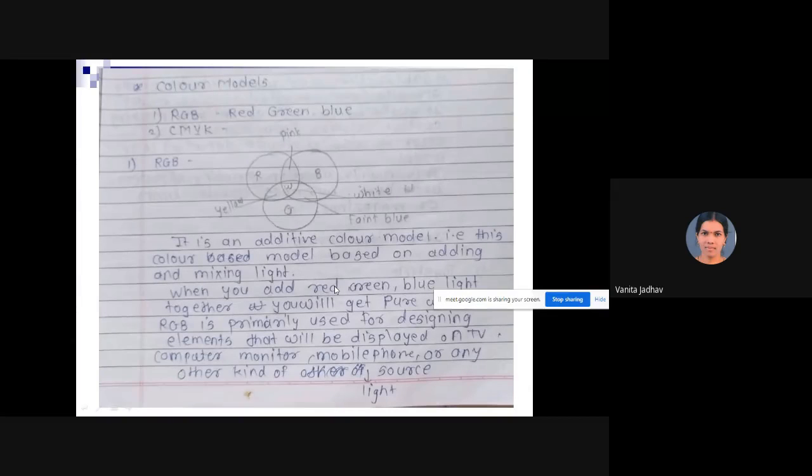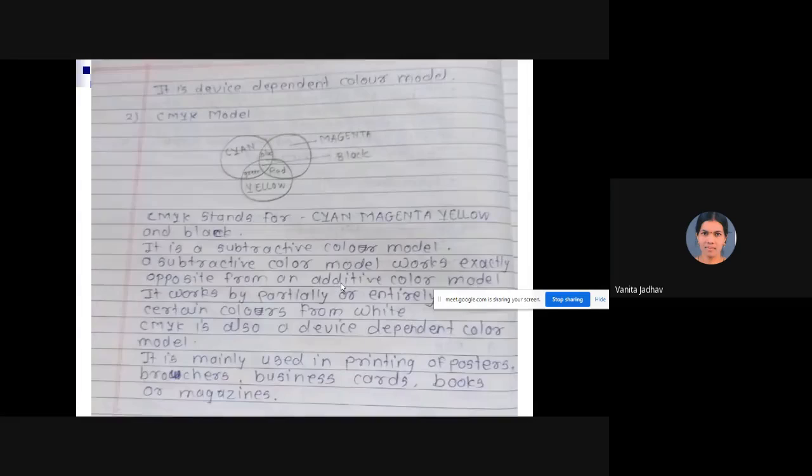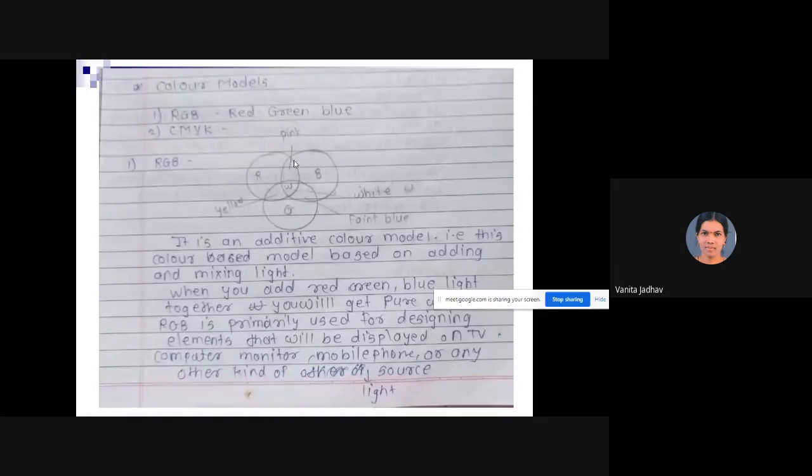So like that, the RGB color model is used in every device, that is television, computer monitor, mobile phones, etc. But again, it is device dependent. So if we change the device, its quality will differ. That's why it is called a device dependent color model. So any doubt about RGB? Anybody having any doubt?